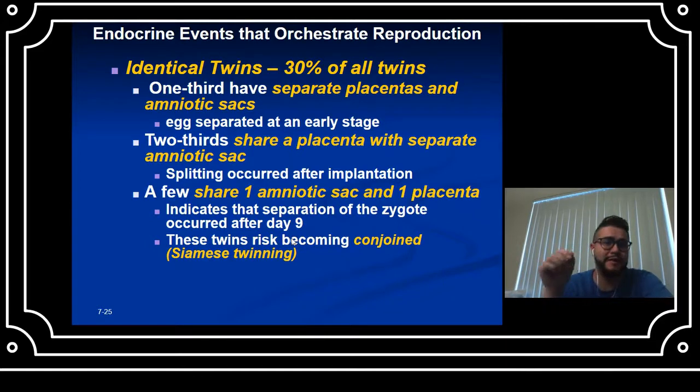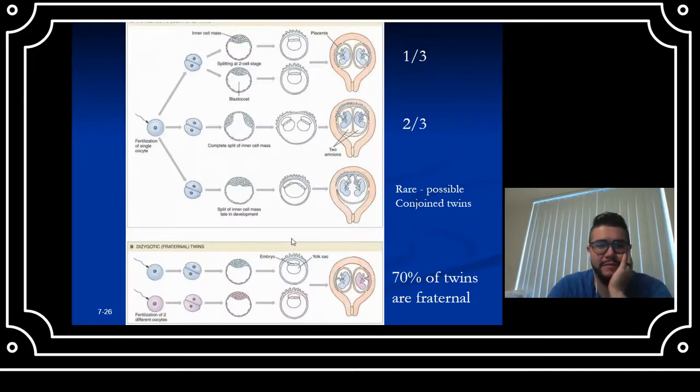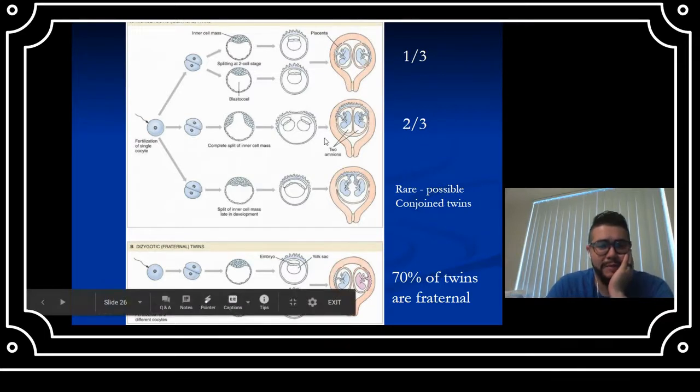Fraternal twins happen because 1 month, for whatever reason, the female, instead of releasing 1 egg, releases 2. And both of those eggs get fertilized by 2 different sperm, making 2 different embryos, like we see here. So 30% of the time, twins are identical, and 70% of the times, twins are fraternal.